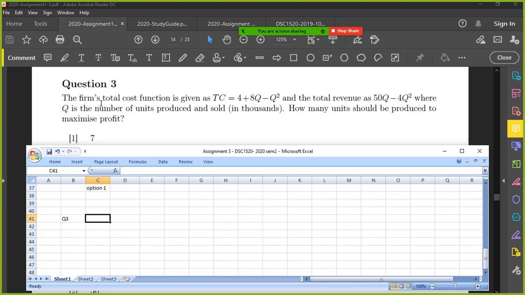Okay, question 3, the firm's total cost function is that. Total revenue function is that, where Q is the number of units produced and sold. Okay, how many units should be produced to maximize profit?